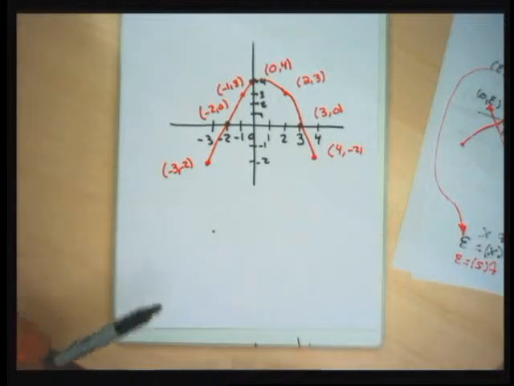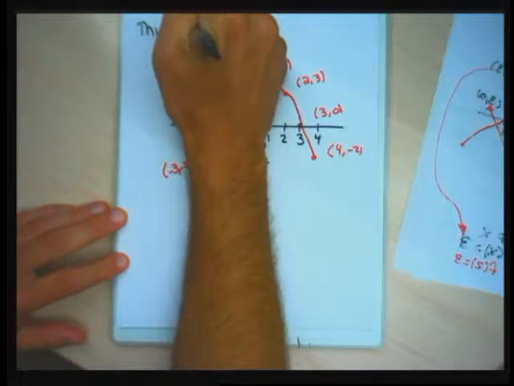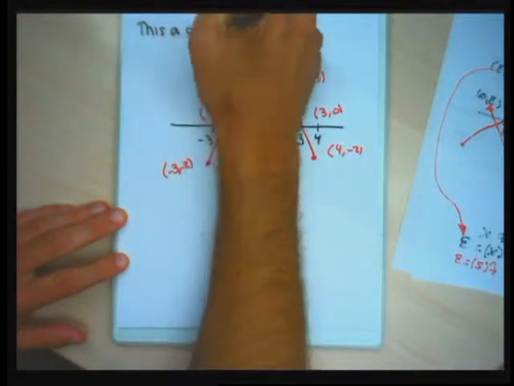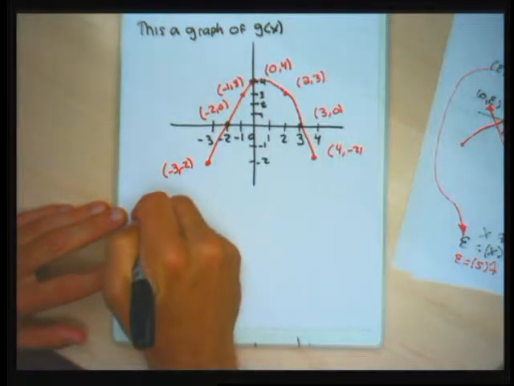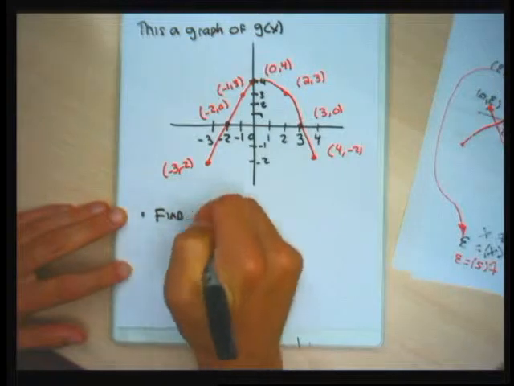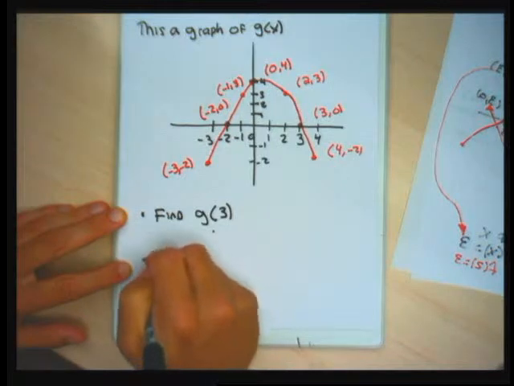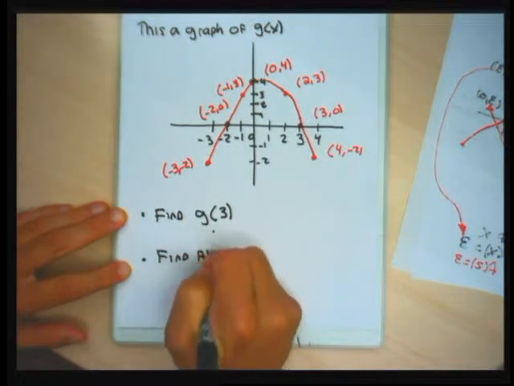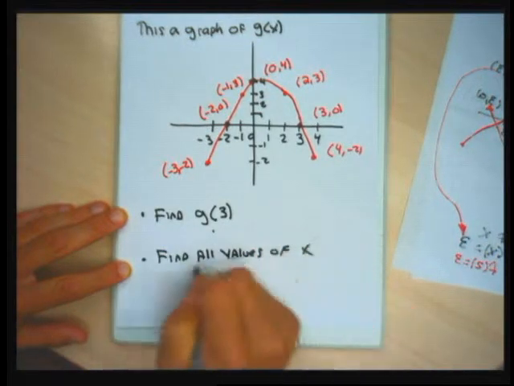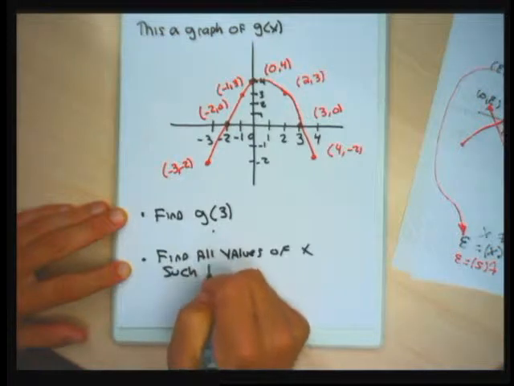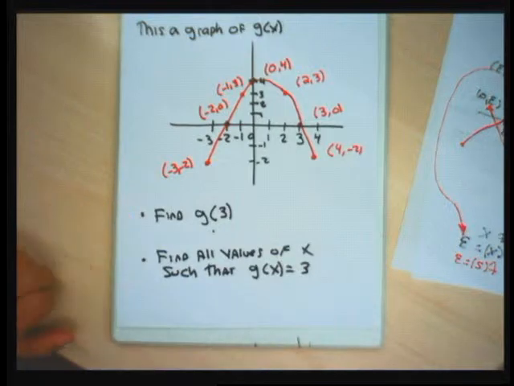So from this graph, let's call this the graph of a function called g. And let's just make problems. 1, find g of 3. 2, find all values of x such that g of x equals 3.